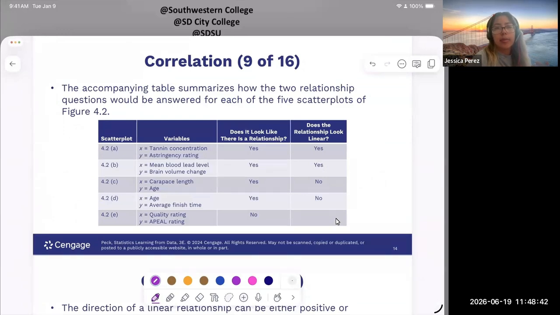Now what we see in this table, we're able to identify if there exists a correlation or relationship. And we were able to categorize and summarize them in this data. Tannin concentration and astringency rating: is there a relationship? Yes. Is the relationship linear? Yes. The mean blood levels and the brain volume, is that a relationship? Yes. Is it approximately linear? Somewhat, yes.